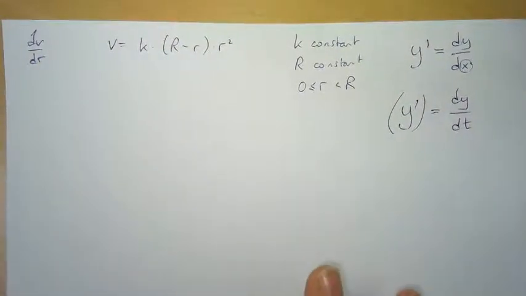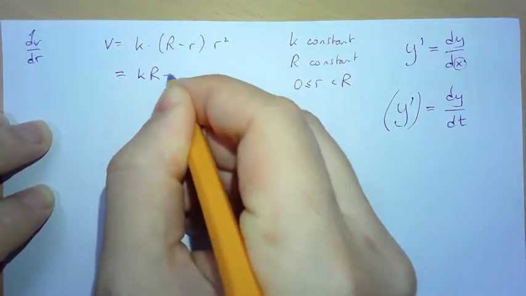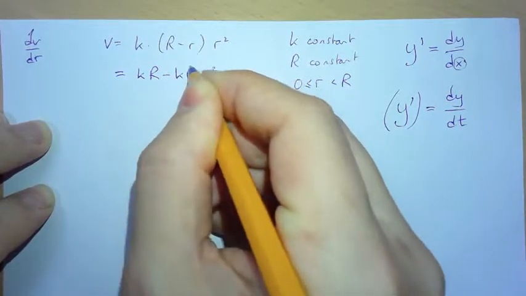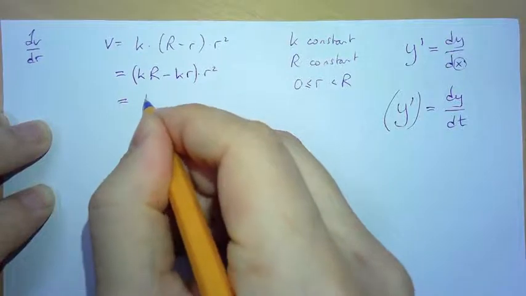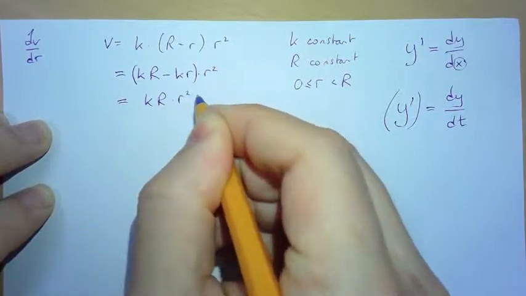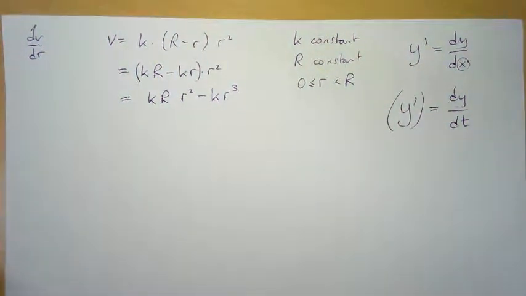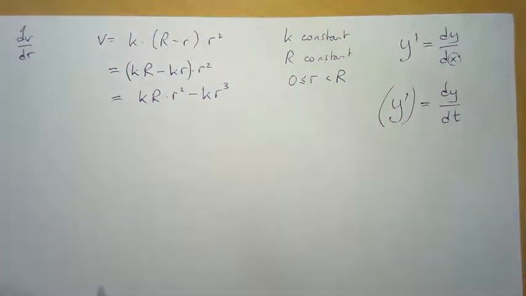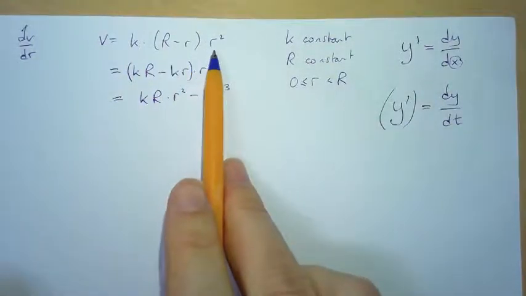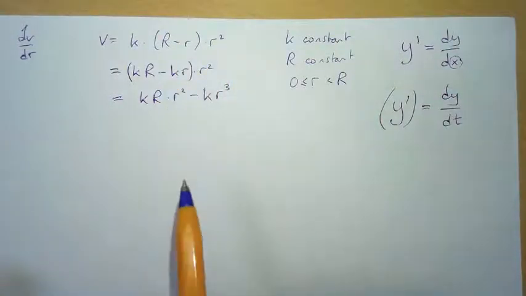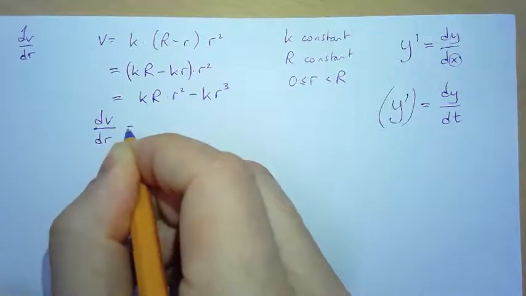Before taking the derivative, though, I'm going to distribute this. K capital R minus kr times r squared, remember the parenthesis, equals kR times r squared minus k r cubed. Now I've finished distributing, and the reason is if I want to take the derivative, it's going to be much easier with a polynomial than here where I would use the product rule. If you use the product rule, great, but distributing first made it easier.